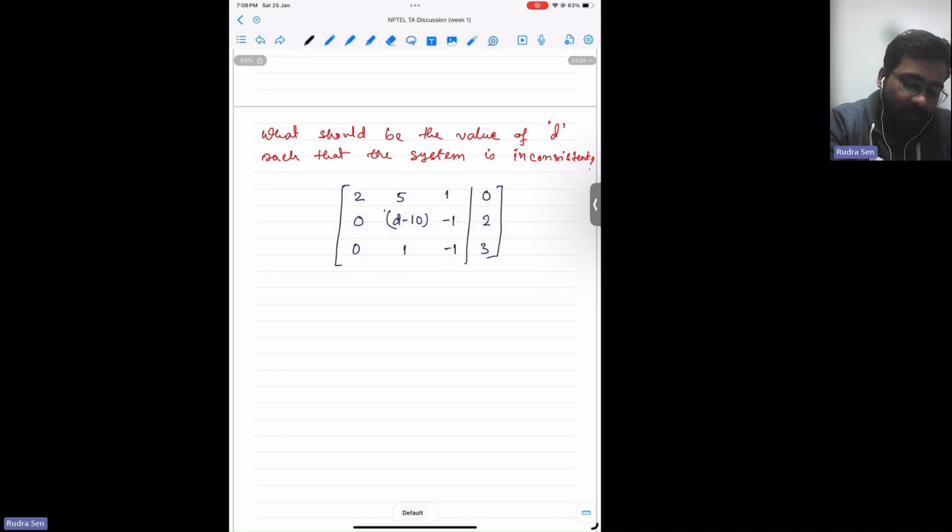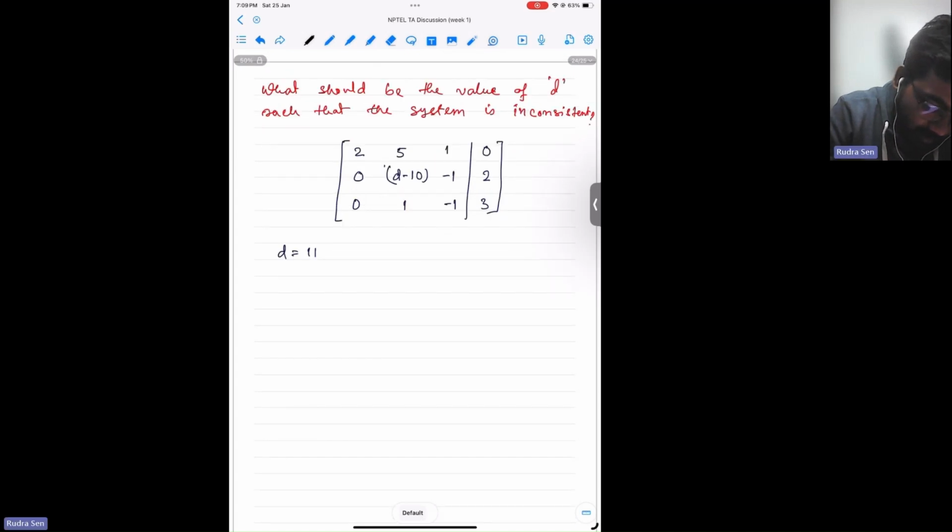So this is the matrix, and after row operations we get this kind of thing. What should be the value of d to make the system inconsistent? Let's say we choose d equals 11. So what do we get? We get 2, 5, 1, 0, 1, minus 1, 0, 1, minus 1, and then 0, 2, 3.